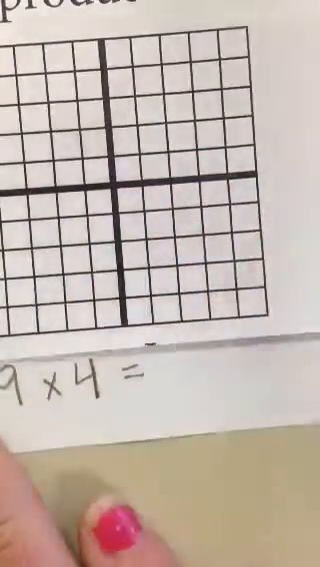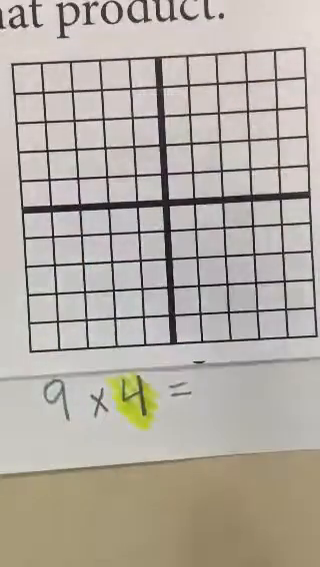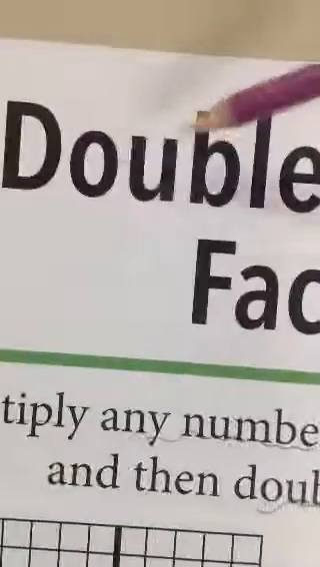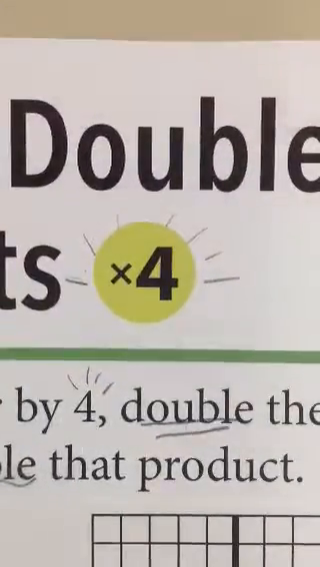Cha-ching! Let's try one more. This time it's going to be a little quicker. Let's do 9 times 4. Trying to figure out that product. Right away, I see I have my factor of 4. Oh, yes, this is a double fact. I have to double and double.